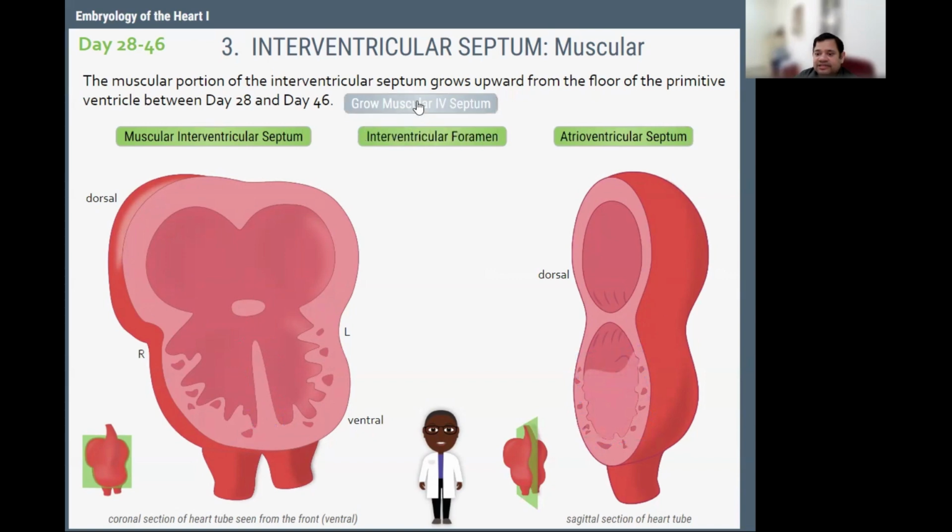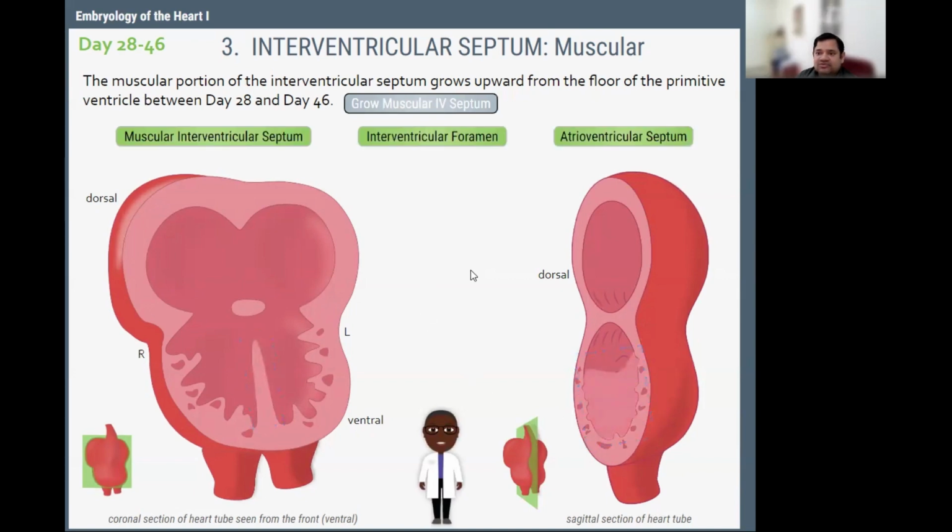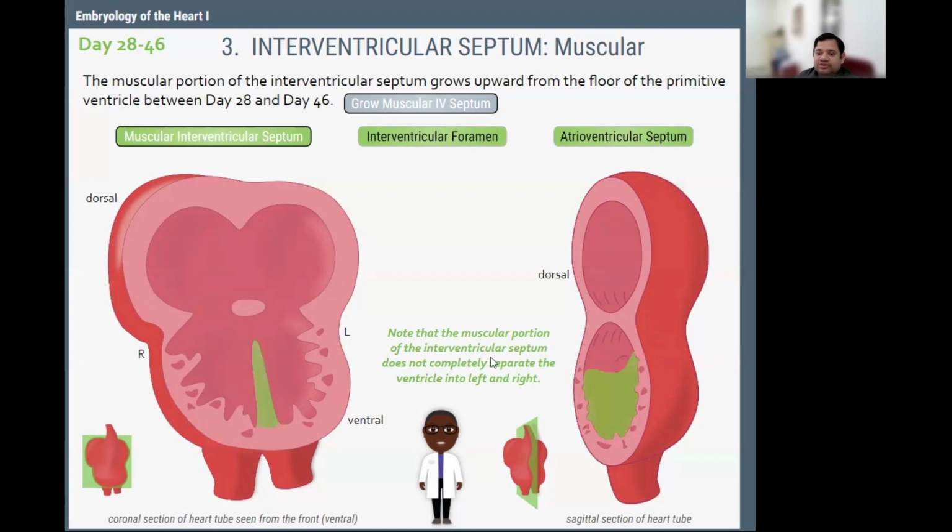You can see this in the diagram again in the lateral section. This will be just like a curtain type of thing hanging, like this. So we got three parts here: the muscular interventricular septum. That muscular portion does not completely separate the ventricle into left and right areas. First of all, you should remember this.